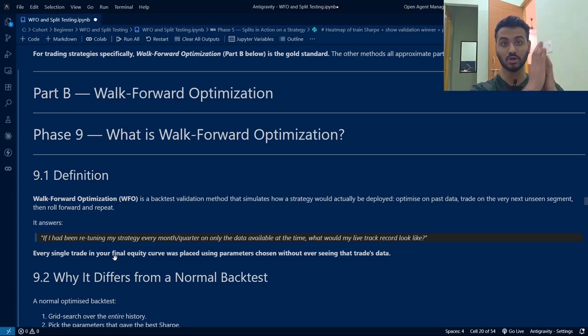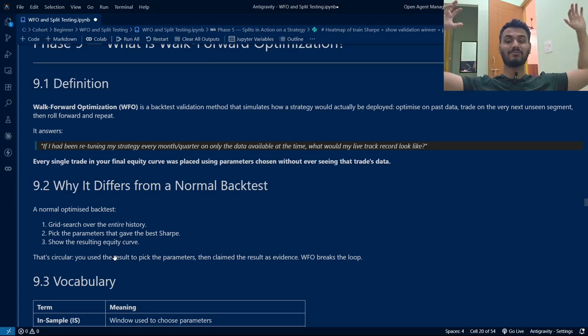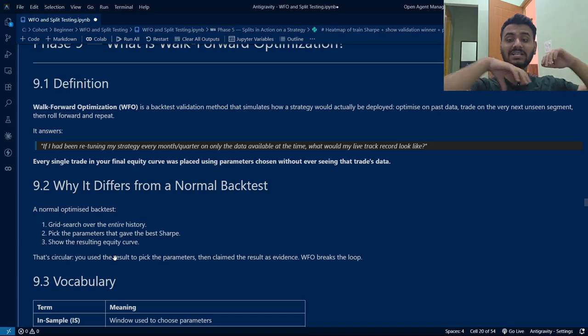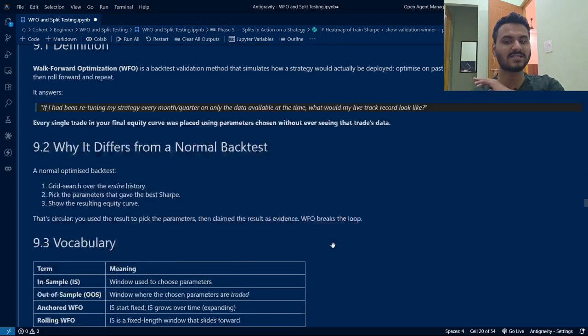Why does it differ from a normal backtest? You're grid searching the entire history, picking the parameters that gave the best Sharpe ratio and showing the results as an equity curve, which is again useless. That's circular. You use the result to pick the parameters, then claim the results as evidence. Those results were highly overfit. Now, walk forward optimization breaks the loop completely.